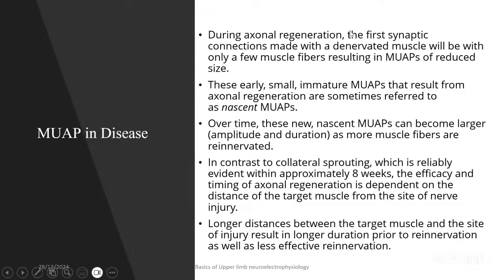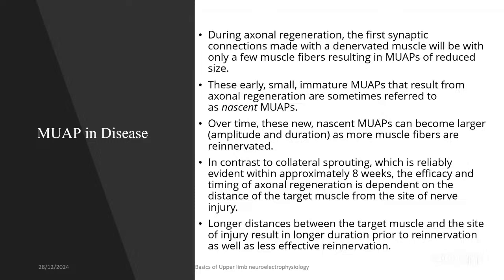In axonal regeneration, the first synaptic connections made with a denervated muscle will be with only a few muscle fibers, giving MUAPs of reduced size. These early, small, immature MUAPs that result from axonal regeneration are sometimes referred to as nascent MUAPs. Over time, these nascent MUAPs can become larger in amplitude and duration as and when more muscle fibers are reinnervated.